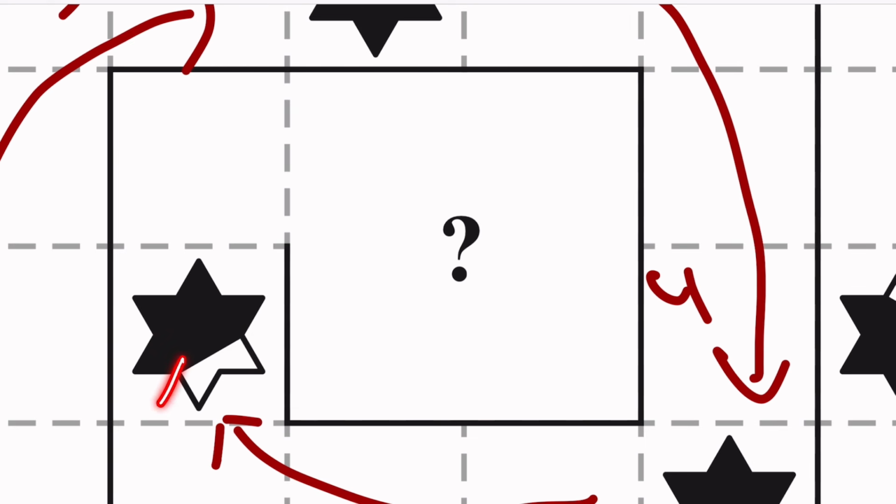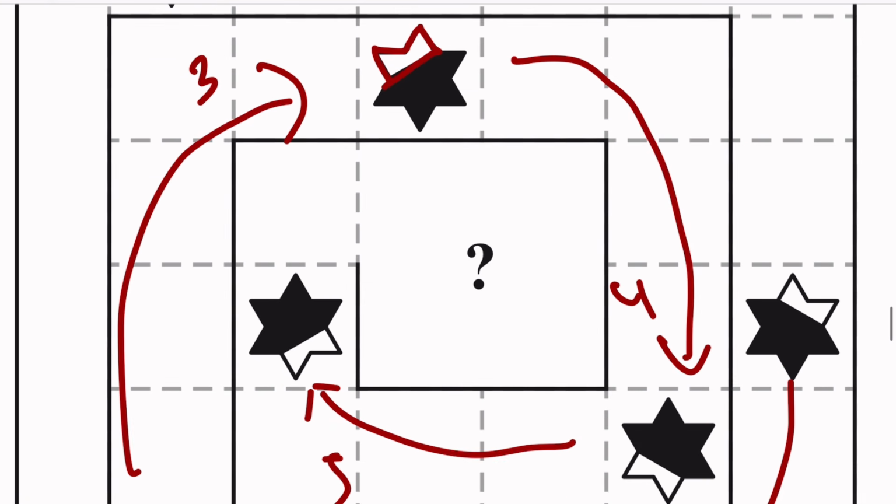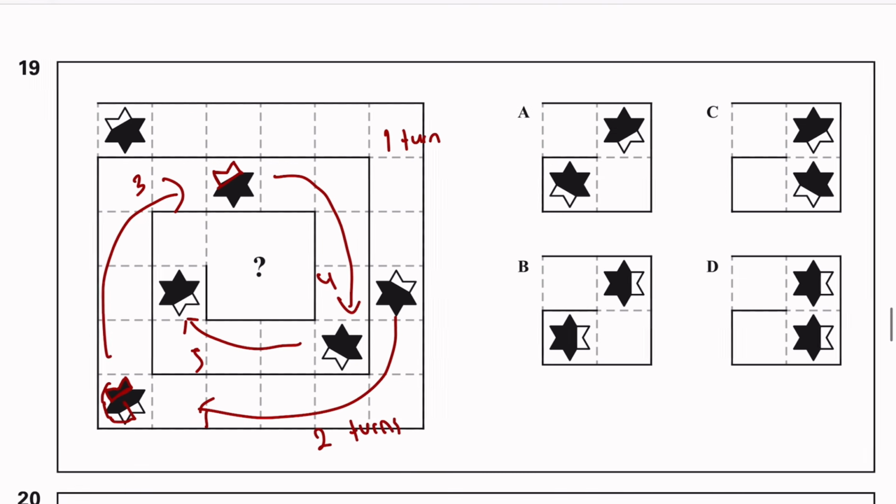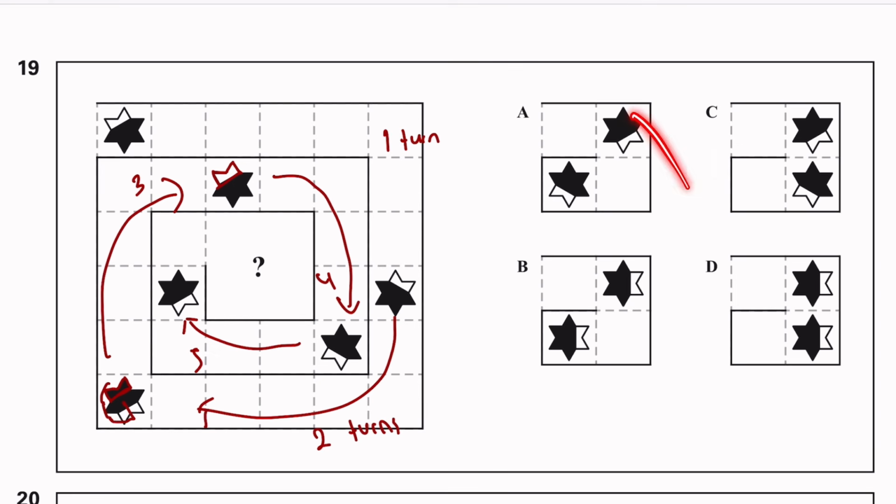So 1 turn will be facing this way, 2 turns will be facing this way, 3 turns will be facing this way, 4 turns will be facing that way, 5 turns will be facing this way, and 6 turns is facing this way, which is the original position. So we should see a star in the original position. Which ones have that? Well, A and C both have that, because they have that facing bottom right. B and D don't.